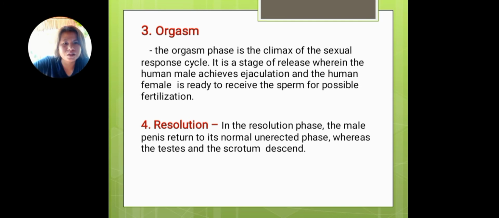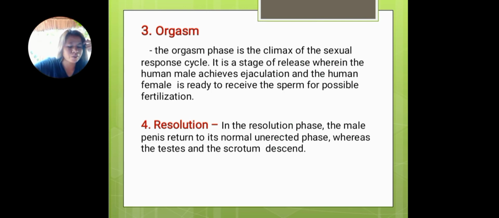The third phase is orgasm. The orgasm phase is the climax of the sexual response cycle. It is a stage of release wherein the human male achieves ejaculation and the human female is ready to receive the sperm for possible fertilization. So, ang orgasm is the climax of the sexual response cycle. It is the shortest of the phases and generally lasts only a few seconds.